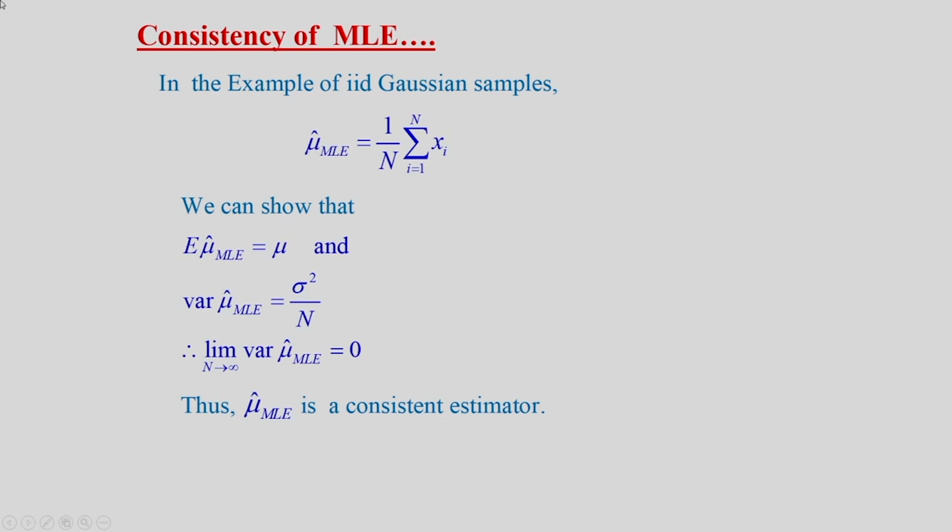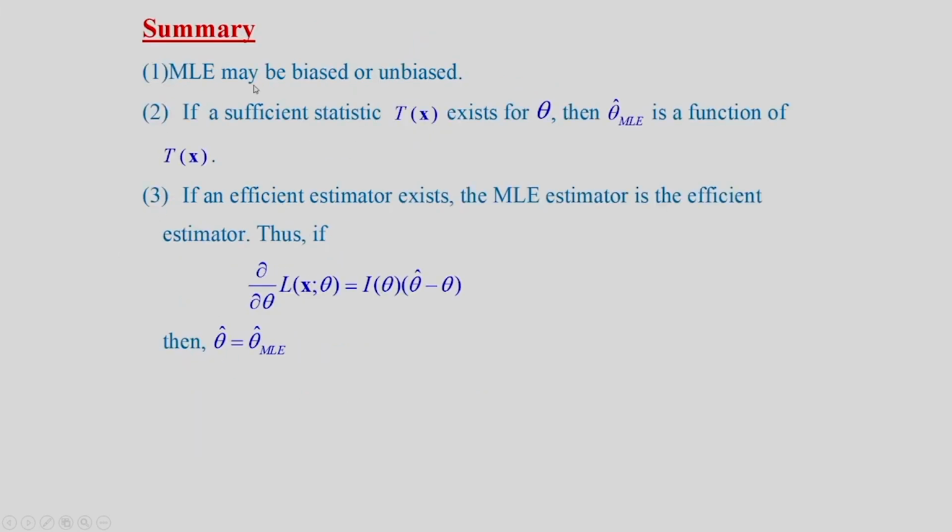This is a general property. To summarize, MLE may be biased or unbiased. If a sufficient statistic T(x) exists for theta, then theta hat MLE is a function of T(x). If an efficient estimator exists, then the MLE estimator is the efficient estimator. Thus, if we can write that del L by del theta is equal to I(theta) into theta hat minus theta, then this theta hat must be equal to theta hat MLE.